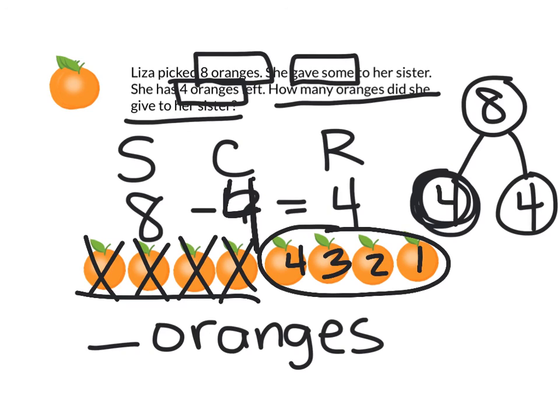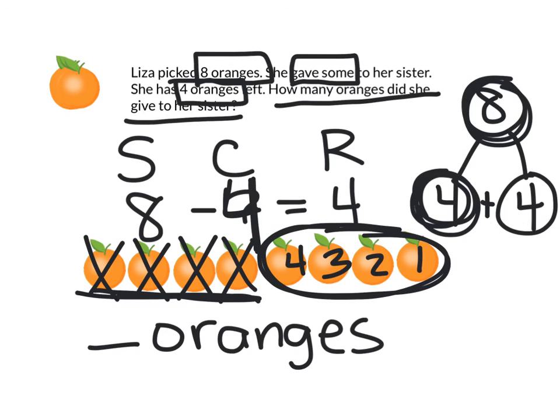and if 4 fits right here. Does 8 minus 4 equal 4? We've got 8. We took away 4 and we are left with 4. So it seems to work for me. And if we look at our number bond, can we say 4 plus 4 equals 8? Yes, we can. So Liza gave away 4 oranges.